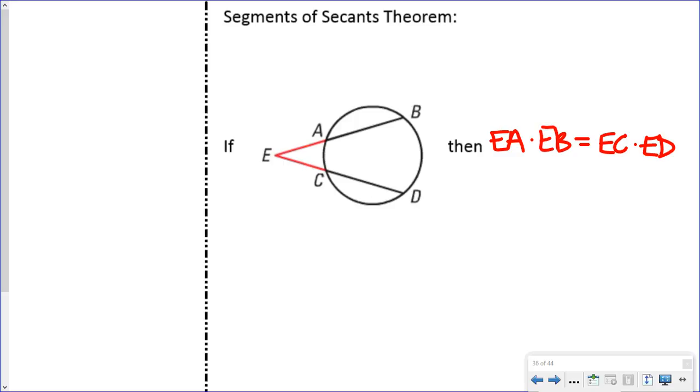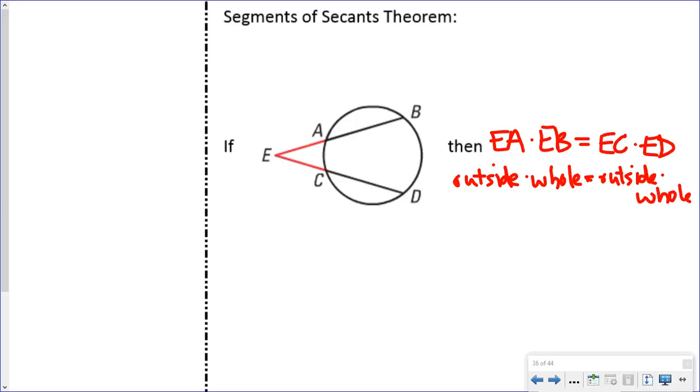So basically what you're doing on both of the secants is that red piece is the outside piece. You're going to do outside piece times the whole secant equals the outside secant times the whole. That's what you're doing on both sides, taking that outside segment times the whole secant segment and setting it equal to the outside piece of the other secant and the whole secant. And again, one of those will be a variable, so you'll have a variable in there that you'll have to solve for.